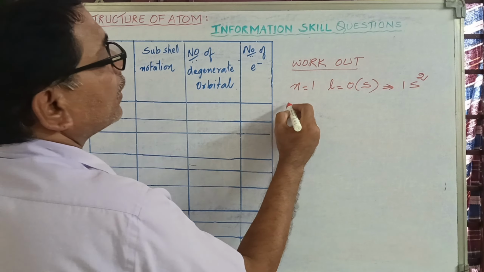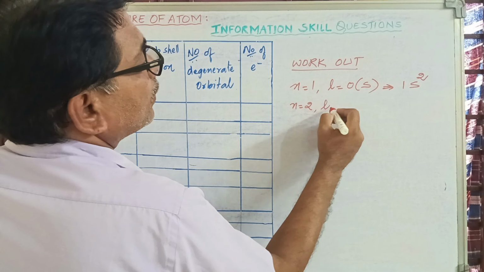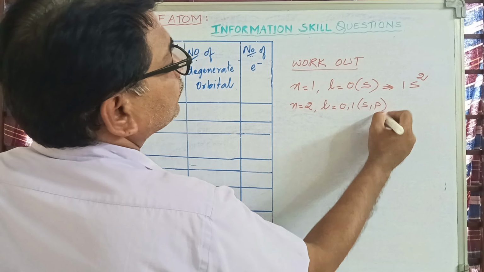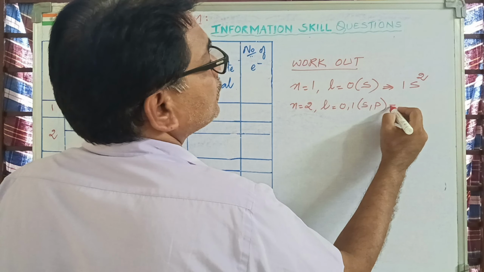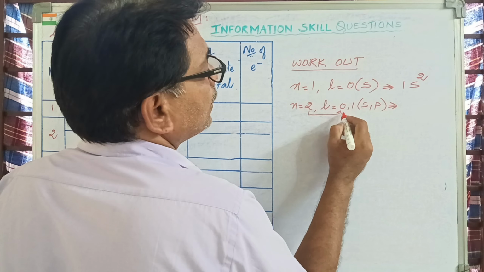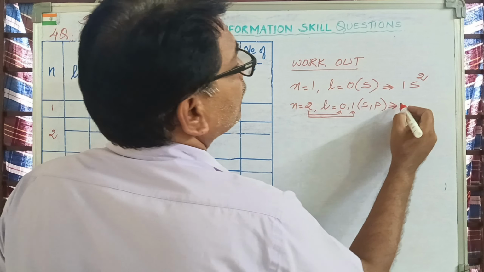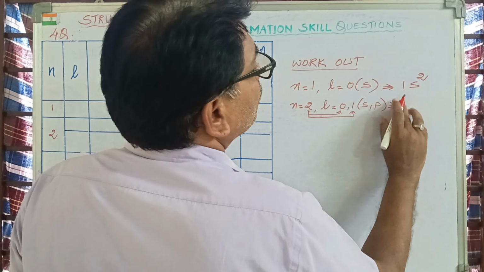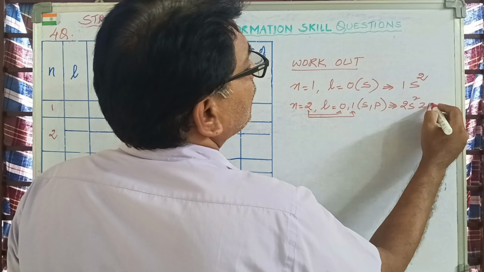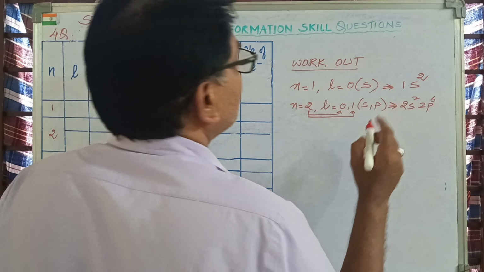Same way, next for n is equal to 2. Where l is equal to what? 0, 1: s, p. Now s holds how many? 2. Notation is what? This is 2 and this is s. This is 2 and this is p. Therefore it is 2s2 and 2p, p holds 6 electrons. Right, done.